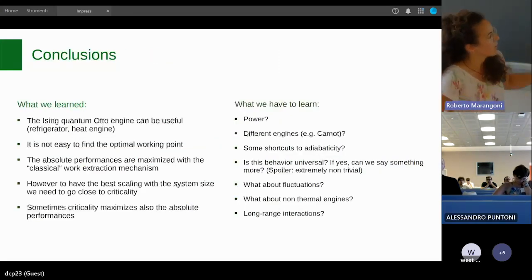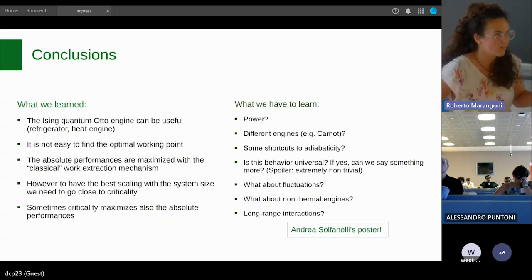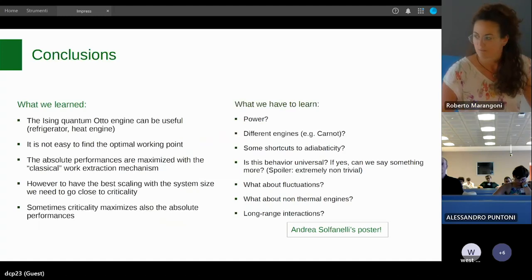Let me conclude. This is what we learned: that the Ising chain engine exists, and that it is not easy to find the best working point. What we have to learn is about power, as I told you, it is not so easy. In particular, I want to mention that an interesting question to ask is what happens if you consider long-range interactions, and I invite you to go to Andrea Solfanelli's poster outside here.